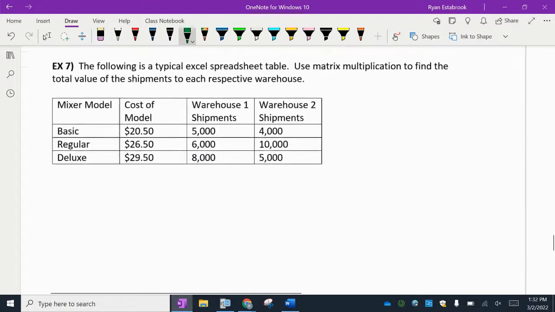Okay, turn the page. This is your last example, and I'm not going to give you any background information. I'm just going to say, can you interpret this table? Can you make it make sense in order to figure out the value of the shipments to each of these warehouses? So it's not an easy thing to do. Can you look at the table, make sense of it, and get into the matrix multiplication to find out how much each warehouse is shipping?